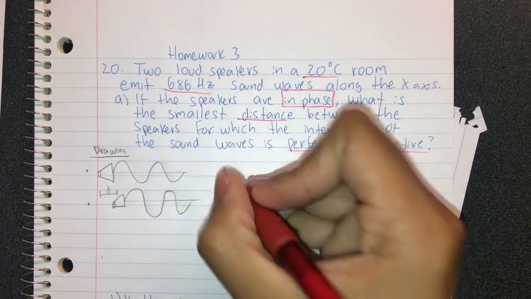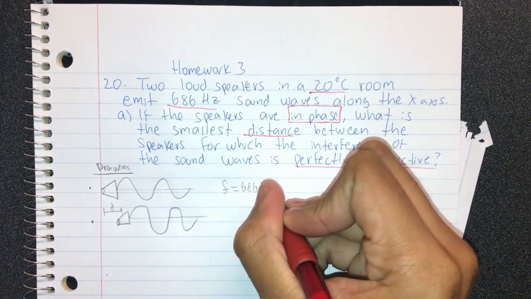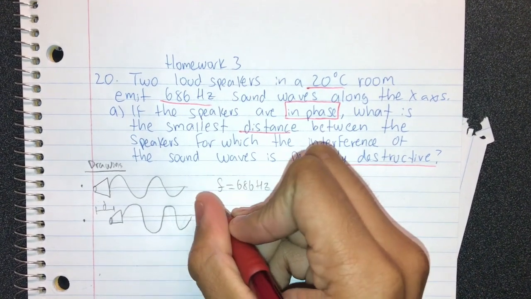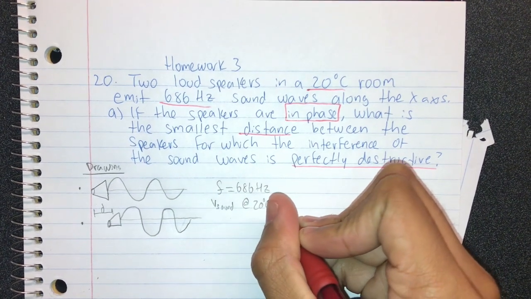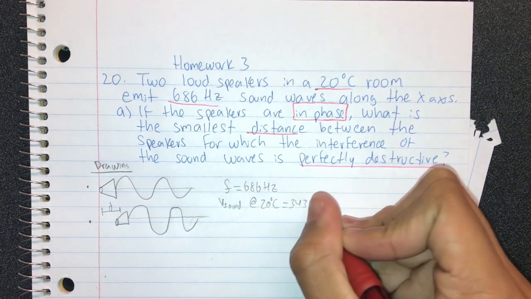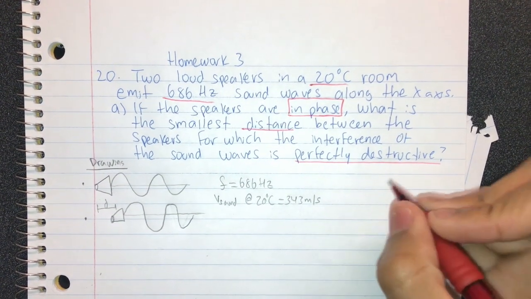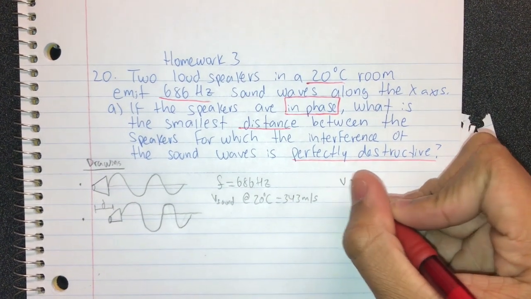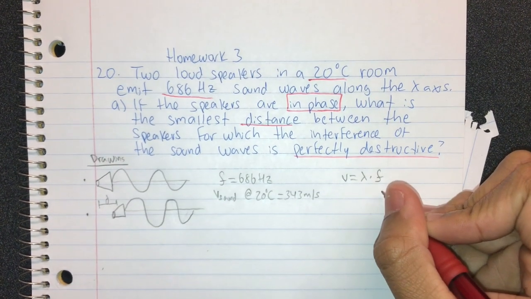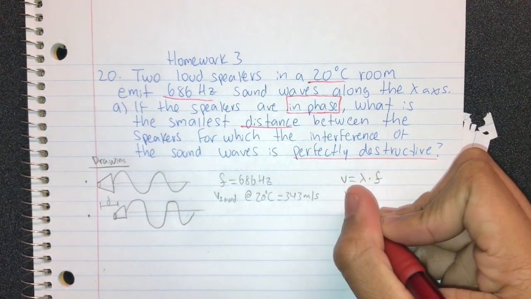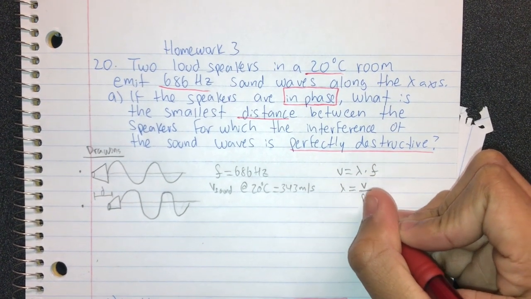We have given our frequency of 686 Hertz. Our velocity of sound at 20 degrees Celsius is 343 meters per second. And then we also know that velocity equals wavelength times frequency. And from this we can solve for wavelength because we're going to need it later on in the problem. So wavelength equals velocity over frequency.